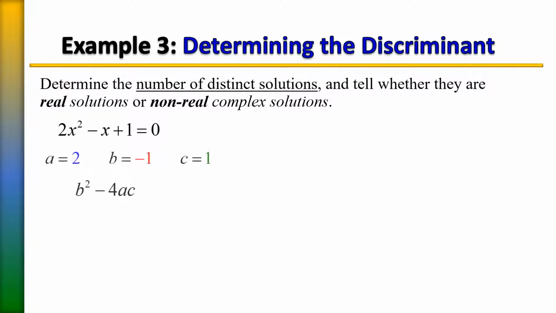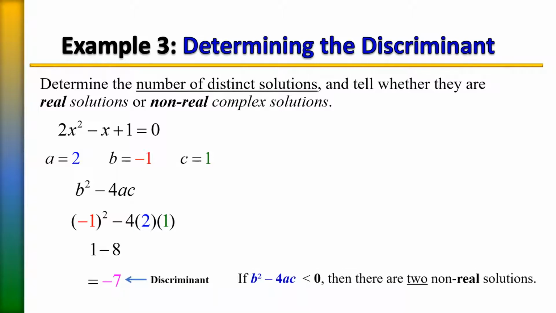We're going to take those values and plug them into the discriminant to determine the number of solutions we should have. When we go ahead and do the math, that's going to leave us with -7. And recall, if your result is less than 0, then there are non-real complex solutions. You should have 2 non-real complex solutions.